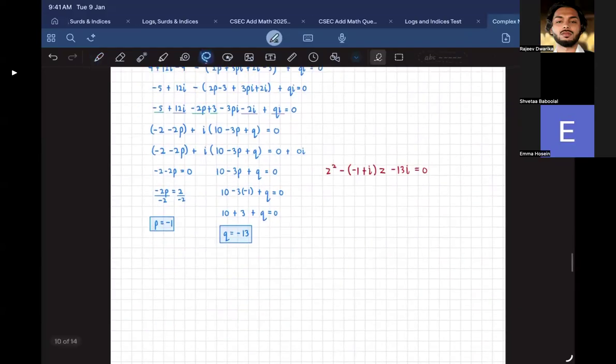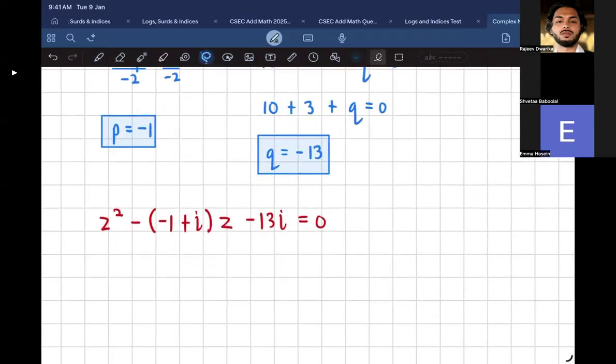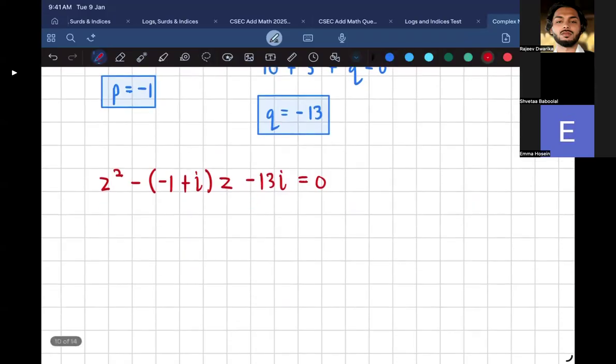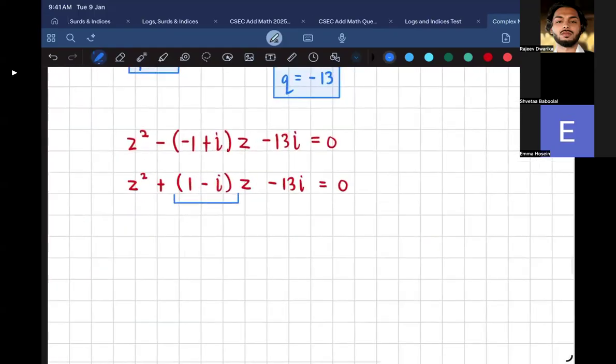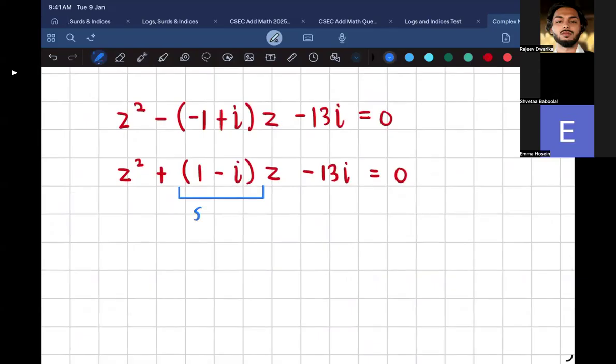All right, is your mind ready to be blown? I'm going to essentially utilize what I did in the last question. Check this: if I change this to a plus over here, wouldn't that make this 1 minus i times z? You with me so far? Isn't this part equal to the sum of the roots? So we know that this is the sum of roots.